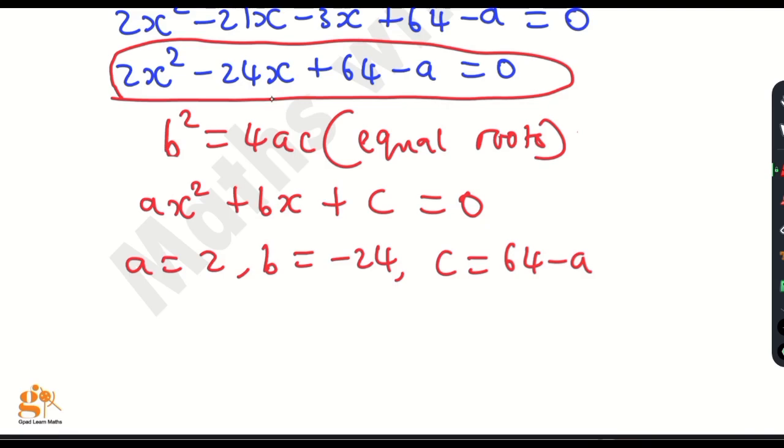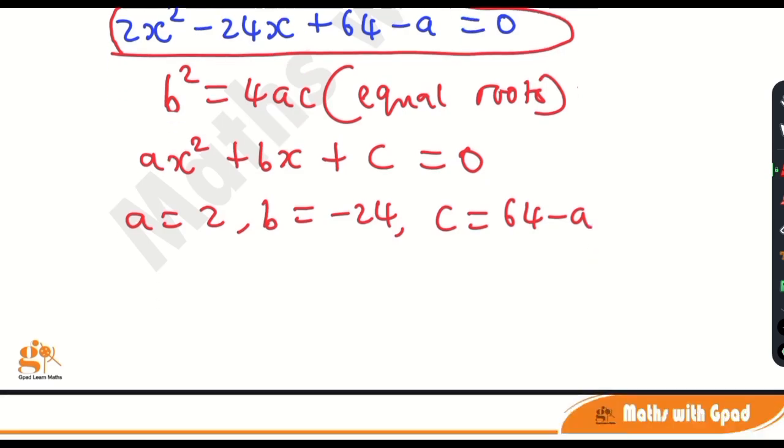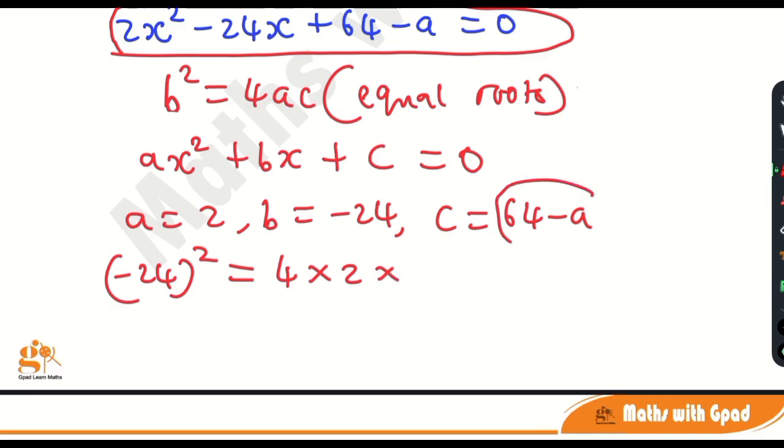Now we're going to use this condition here, b squared is equal to 4ac, to work this out. Now let's go. b squared is minus 24 squared, which is equal to 4 times a, a is 2, then times c, c is 64 minus a.